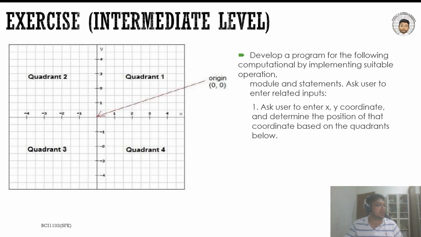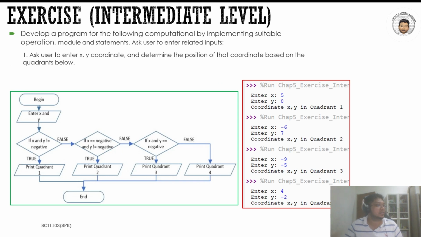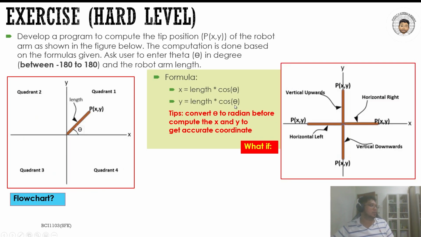Supposedly not intermediate level. So the programming is easy, but the question is harder. Next we go towards a more difficult one. Develop a program: ask the user to enter x, y coordinate and determine the position of the coordinate based on the quadrants below. This is what we did just now. So let's go towards a harder case.